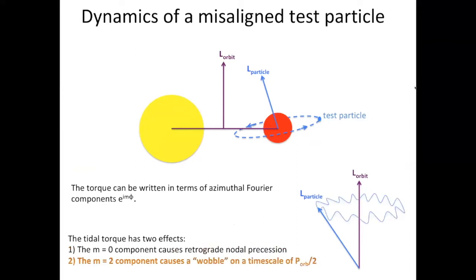The second important part of the torque is the m=2 component, and this causes a wobble on a timescale of half the orbital period of the binary. The wobble doesn't affect the average nodal precession rate, since the precession timescale is much longer than the orbital period.